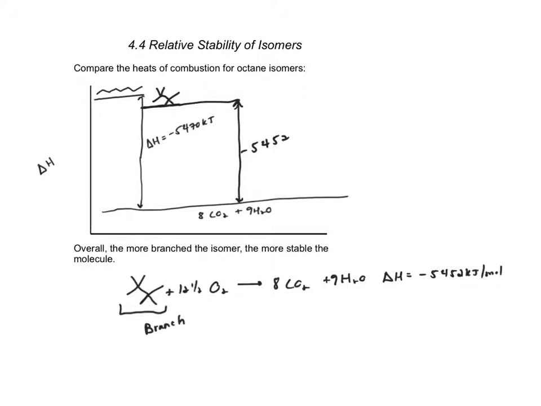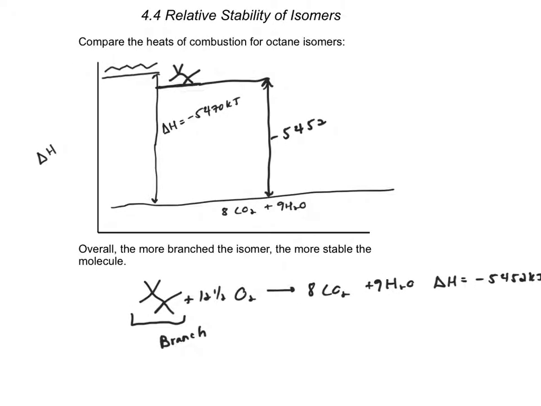Okay? So what's the moral of this story? We had a straight chain isomer, we had a branched isomer. Who is lower in energy, who is more stable? The branched one. And it's always the case. Branched isomers are always more stable, they're always lower in energy than the overall straight chain isomers. So the more branching, the more stable the molecule.